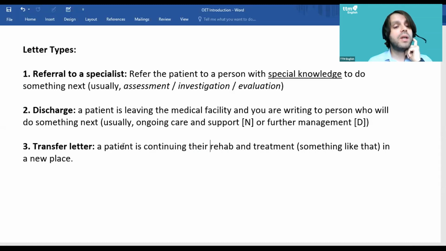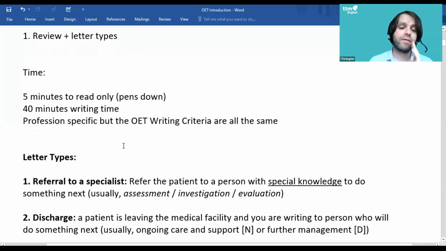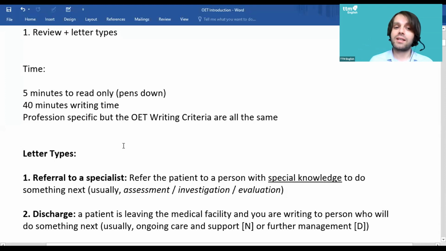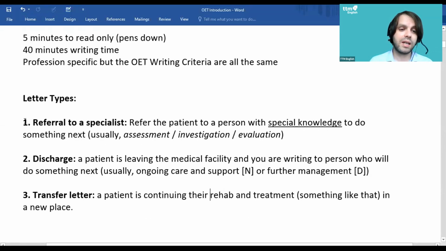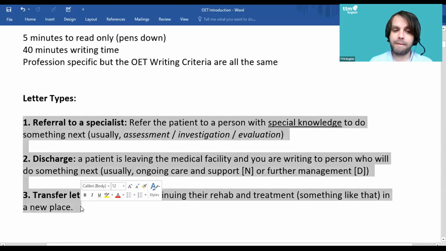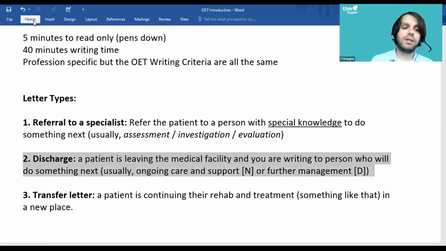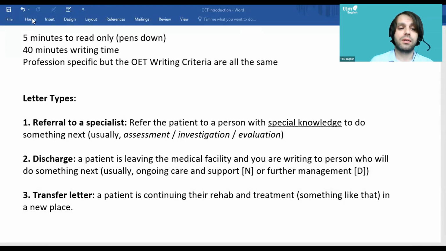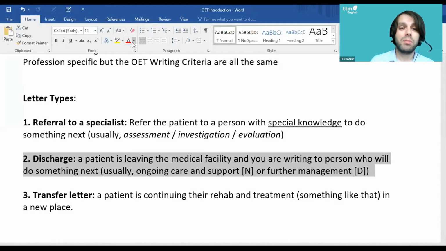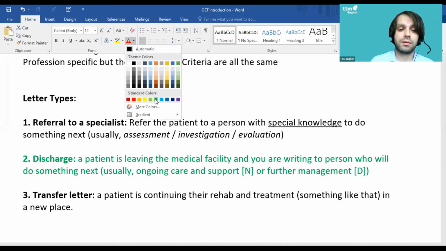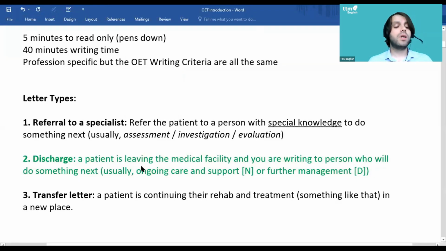The reason I'm reviewing this as part of OET is because it affects your introduction, doesn't it? The type of introduction you write will change depending on the letter type. Now I'm going to focus, as I said at the start of class, on one type today, but we will talk about all types in the class. I'm going to start off with discharge because it's the easiest. So let's begin with discharge introduction paragraphs.